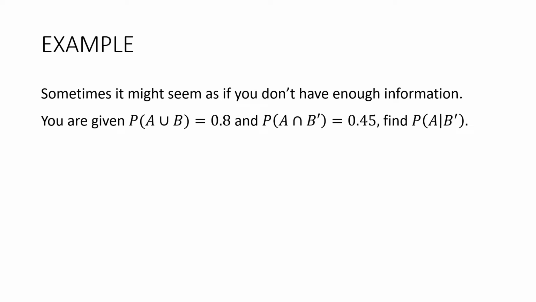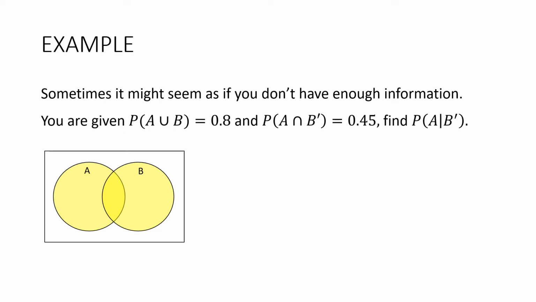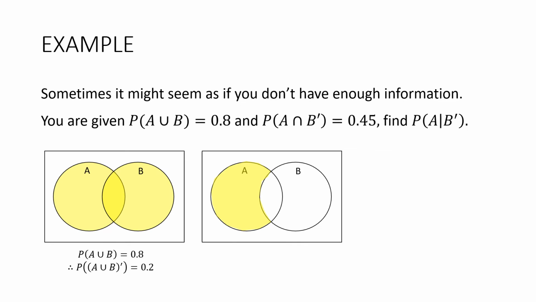So let's start with this one. This of course looks like this. A or B or both, that's 0.8. So we could easily work out the probability that neither A nor B occurs. That must be 0.2. That could be useful. Let's have a look at this one here. That's this pattern here. So this is 0.45. If I have a look at these two patterns, I can easily work out the probability of B.